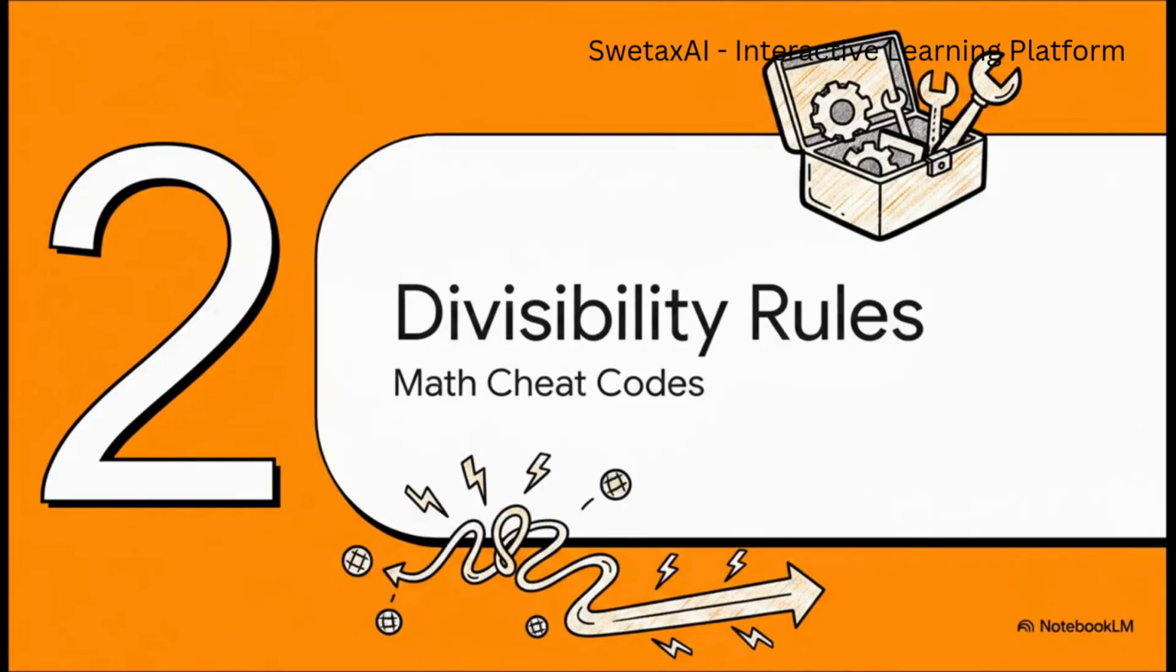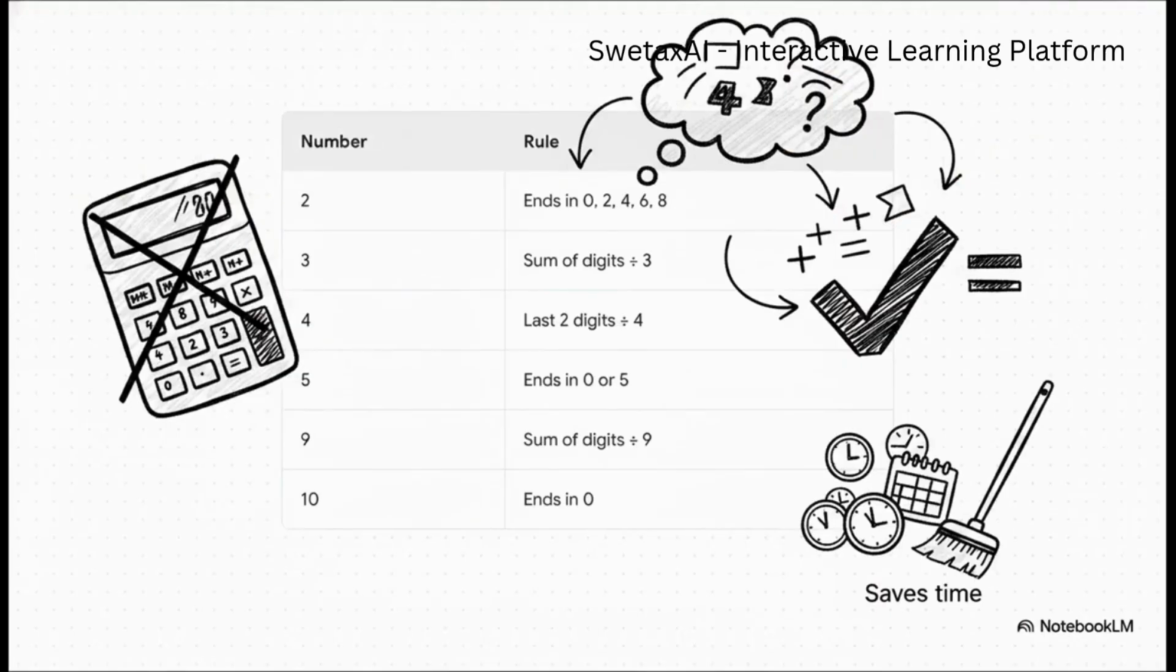Moving right along to section 2, divisibility cheat codes. Let's be real for a second. Nobody, and I mean nobody, likes doing long division if they don't have to, right? So when you're hunting for factors, you really need some shortcuts. And these rules are basically your ultimate math survival guide. I mean, we all know that numbers ending in 0 or 5 are divisible by 5, and that even numbers are divisible by 2. That's easy.